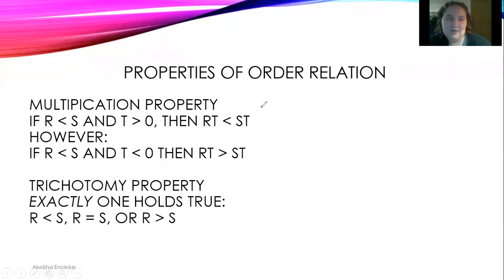First one on this page is the multiplication property. This one has two parts. So let's have R be 4 and S be 8. It says that 4 is less than 8. Now if T is greater than 0, so let's say T equals 2, then we'll multiply it by each side, and it will also be less than.